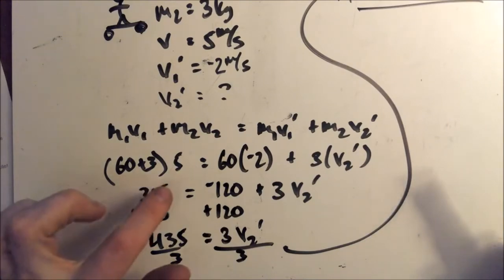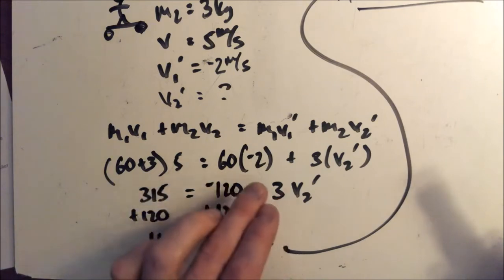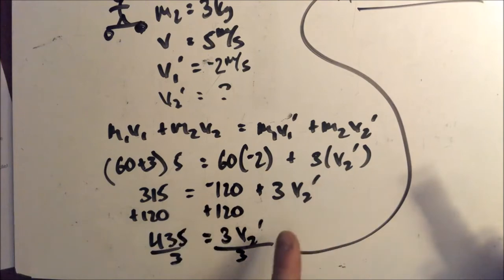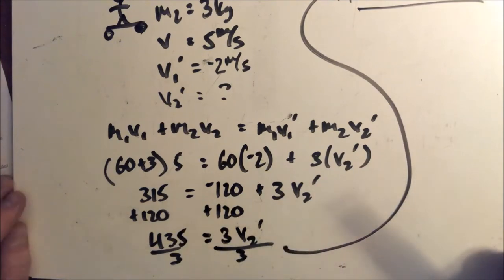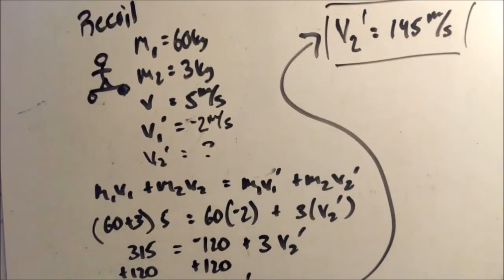60 plus 3 times 5 is 315. 60 times negative 2 is negative 120, and 3 is our mass there. Our arithmetic is right, but let's try to make sense of this answer that feels like it makes no sense at all. 5 meters per second is pretty fast. That's like 16, 17 feet per second.